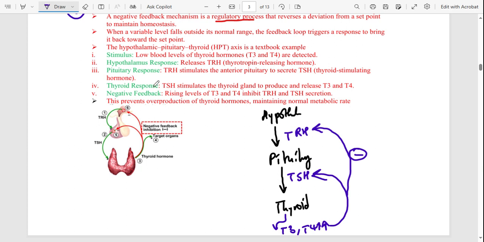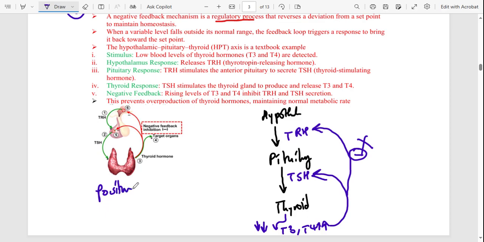So in this mechanism, the negative feedback mechanism, you can see that an increase leads to an inhibition. And if there is a decrease in the thyroid hormone, that will now lift off this inhibition. And so it means that the thyroid stimulating hormone and the thyroid releasing hormone will now be high again, and that will stimulate the thyroid gland to release more of the thyroid hormone. And that still maintains homeostasis. Okay, this is negative feedback. It's different from positive feedback.